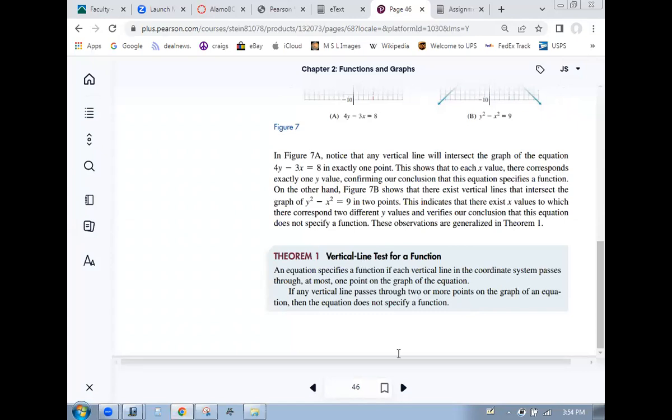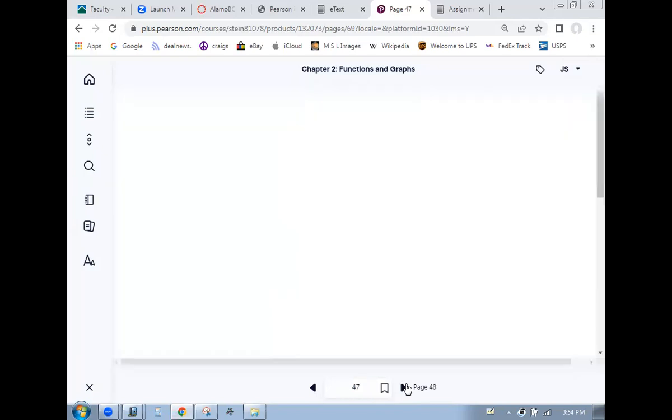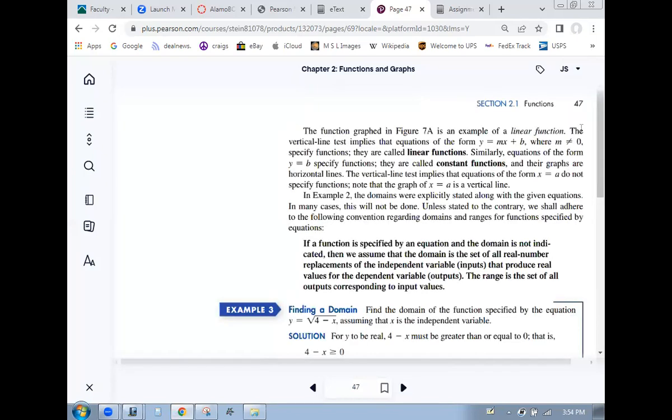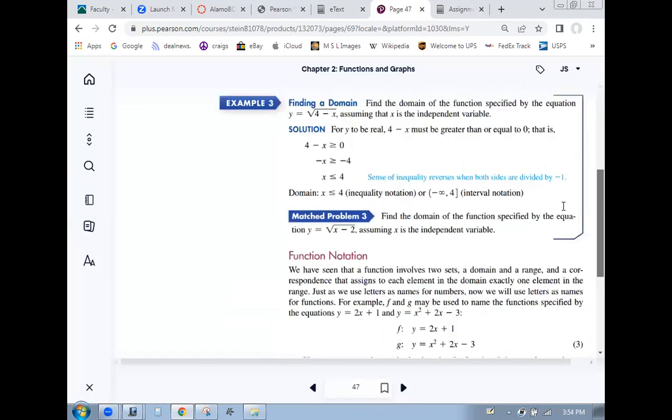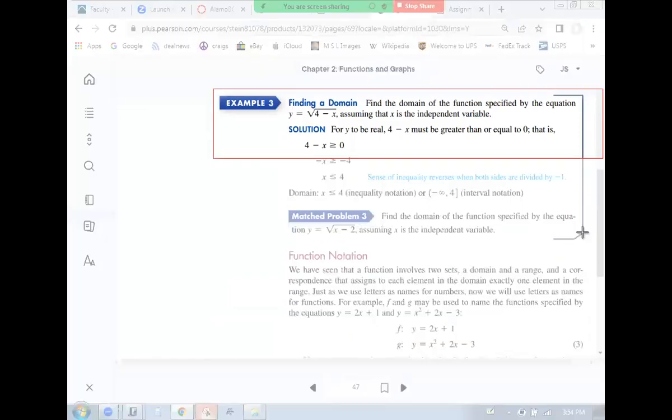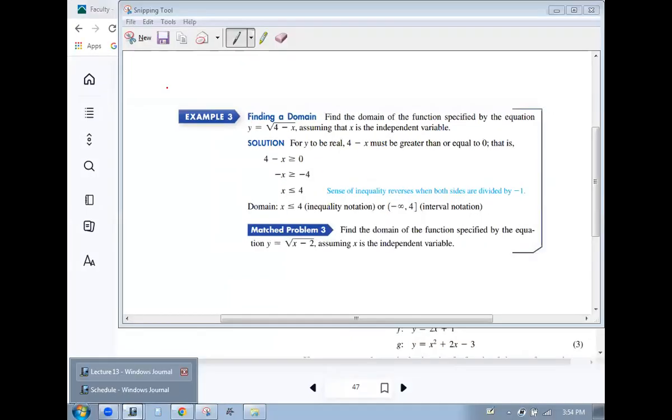Vertical line test, I already told you that. If you draw a vertical line and it crosses twice, it's not a function. Linear functions: if it's a straight line, it's linear. If it's not a straight line, it's nonlinear.